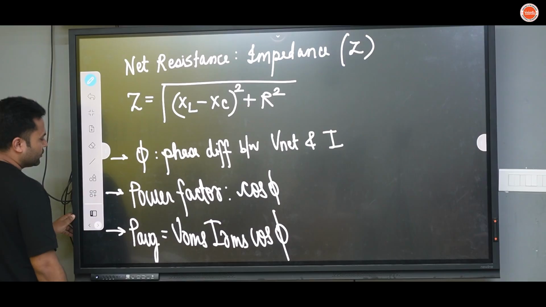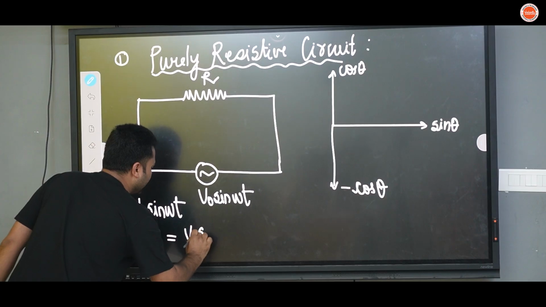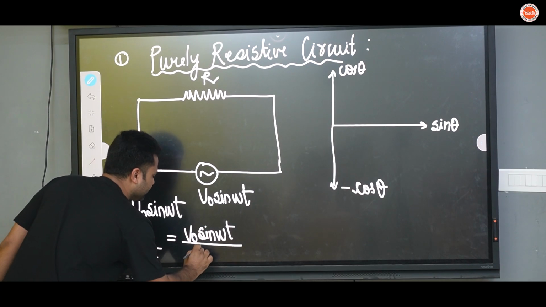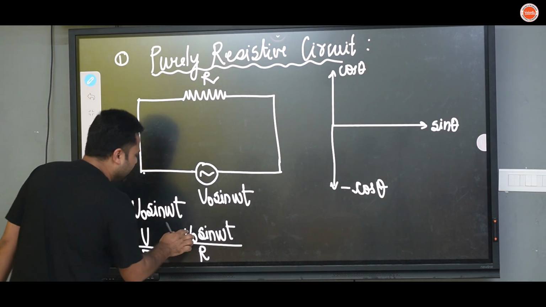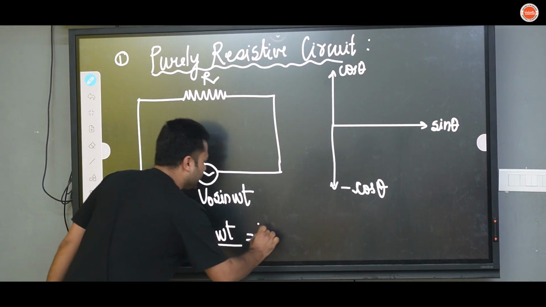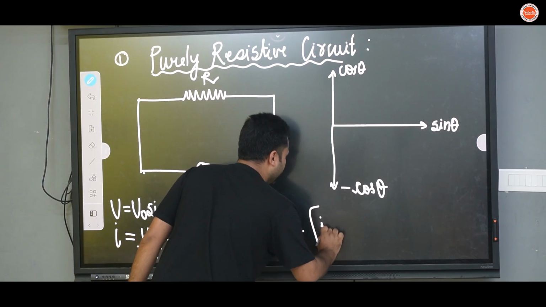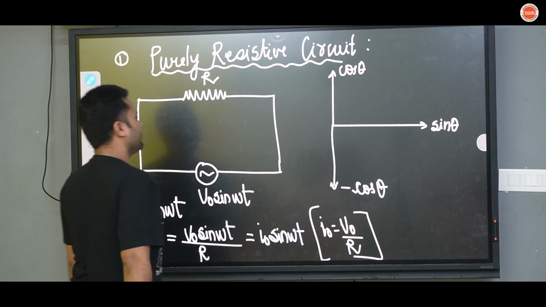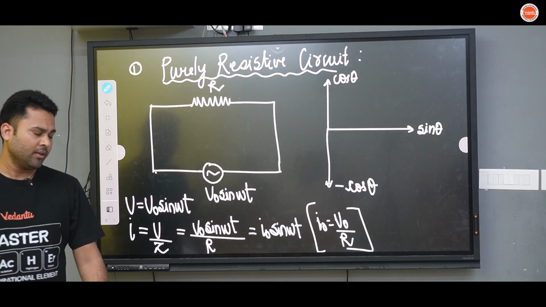So net current we can write voltage, that is V0 sin omega t, divided by net resistance, which is R. Correct? And finally what we can write? This V0 by R we can write I0. So I0 sin omega t, where I0 is V0 divided by R. Write down. Okay? Done?